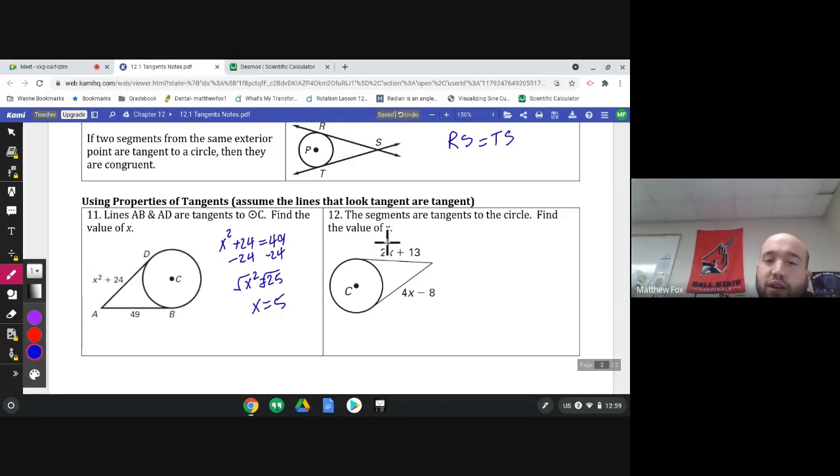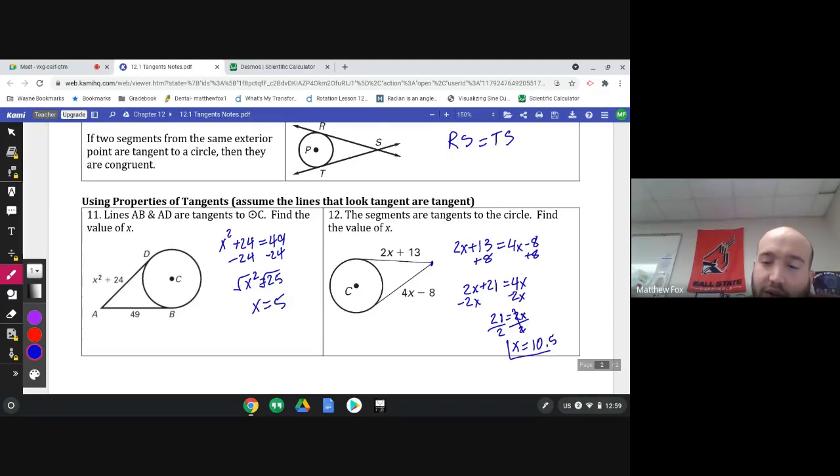Okay, we're almost done. The last one of today. Here we know these two are tangents. So they both go from that same point. So 2x plus 13 will equal 4x minus 8. All we have to do now, let's add 8 to both sides. Then we'll subtract this 2x. We'll get 21 equals 2x. Just divide by 2. Divide by 2. X equals 10.5 as our final answer.